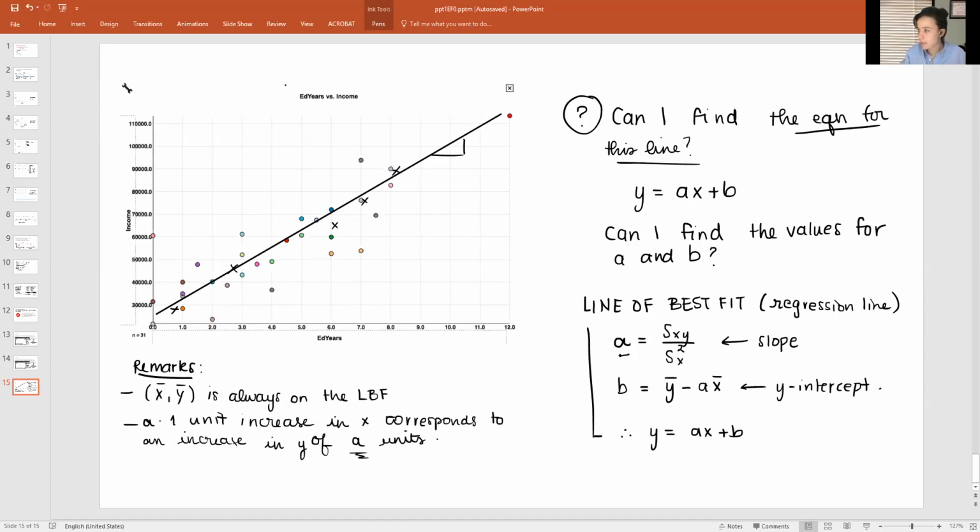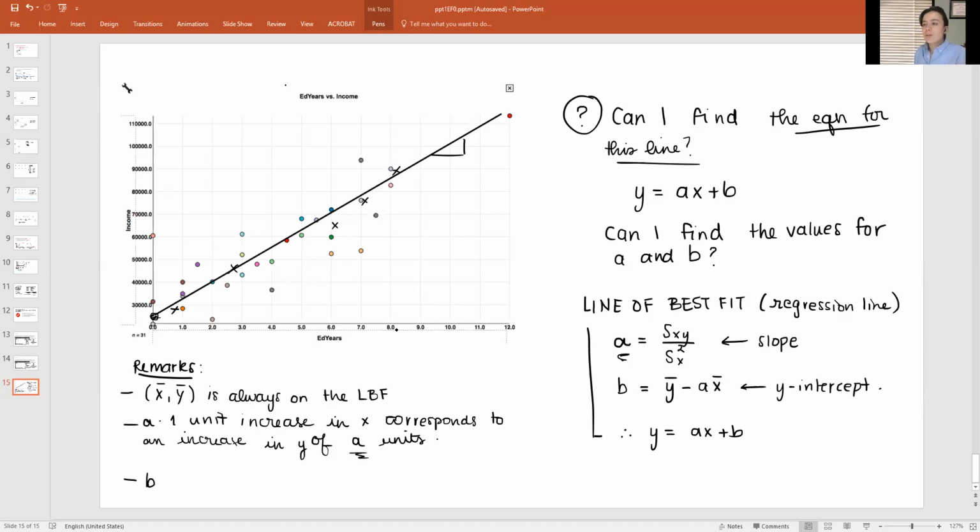Okay, A being this A. And the last thing is that B is the y-intercept, which means it's the point at which your line crosses the y-axis. So it's like the point over here. It very often doesn't have a meaning. Very often it's not something that you can really interpret.